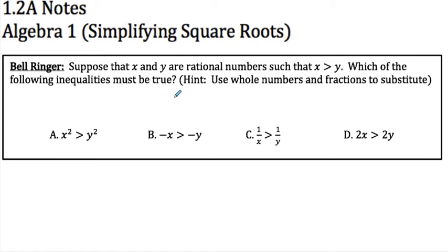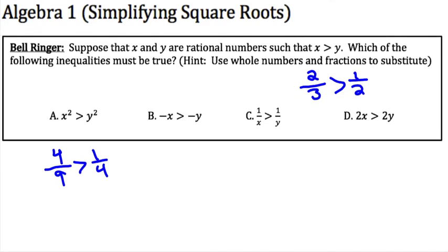So let's just say, for example, 2/3 is greater than 1/2. Okay, 2/3 is greater than 1/2. Now, if we look at A, if we square both of these, if we square 2/3, that's going to end up with 4/9. And we want to know, is that greater than, if we square 1/2, that is 1/4. Okay, so that still holds true. So that actually did not work out, so let's try another one.